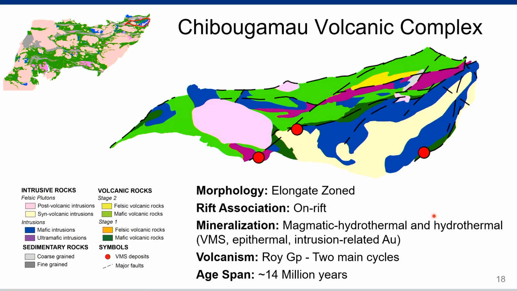Volcanism in this complex is encompassed by the Roy group. We have two main cycles that we're dealing with here that occur over about 14 million years. So that's quite a long time span, particularly when we consider features on the seafloor. The entire Lau opened in less time than that. So there are some issues when we're comparing through time.